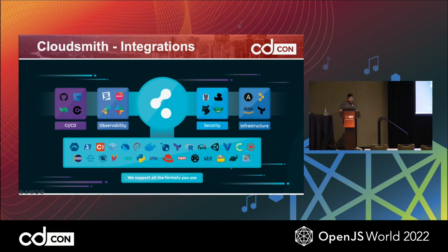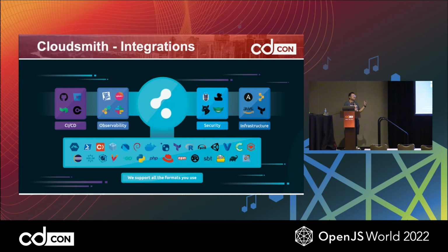And so this last slide is just kind of leaning into the idea of universality, right? We have CI/CD tools out there like CircleCI or GitHub. We have observability tools like Splunk or Datadog or Slack or Honeycomb. We have security tools like Snyk, and obviously infrastructure tools like Ansible, Puppet, AWS, Terraform, and of course all those different package formats. So we're really looking to solve that problem of having a disparate team with lots of different formats that you're dealing with.